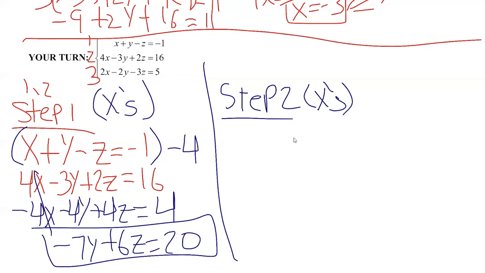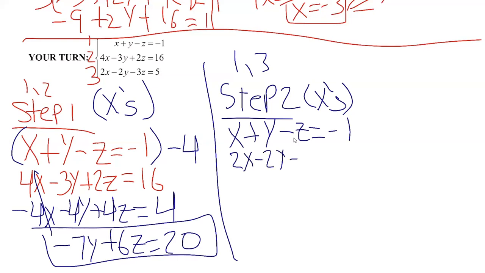So you probably want to check before you commit, but if you ever do write it down and you're like, oh, this looks kind of messy, you can always try the other option. But I'm going to do equations 1 and 3. So let me copy those down. So x plus y minus z equals -1. 2x minus 2y minus 3z equals 5.